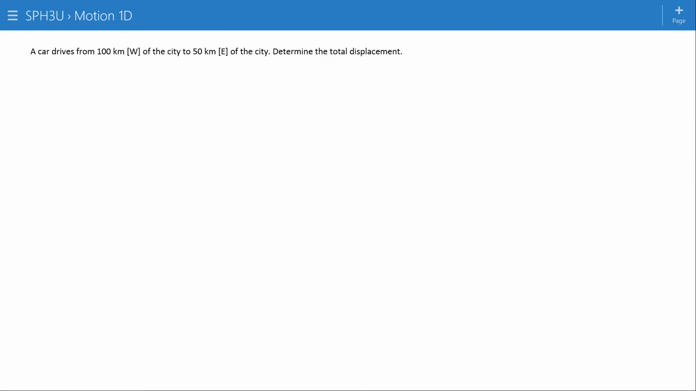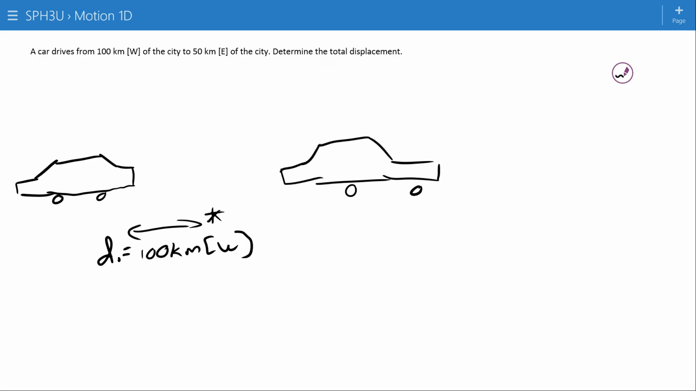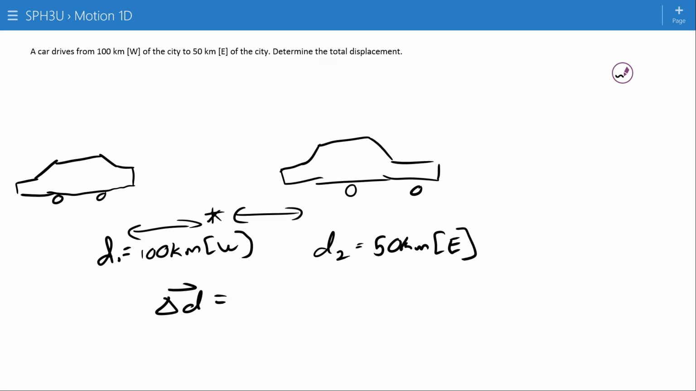A car drives from 100 kilometers west of the city to 50 kilometers east of the city. Determine the total displacement. So here's the city. Okay? And here's the car. I don't know why the car is bigger than the city, but it's a different issue for a different time. And they were 100 kilometers west. That's the initial situation. And they've gone to 50 kilometers east. And so if we use our formula, we would say that delta D, or the displacement, the change in our position, is D2 minus D1, or our final position minus our initial position.